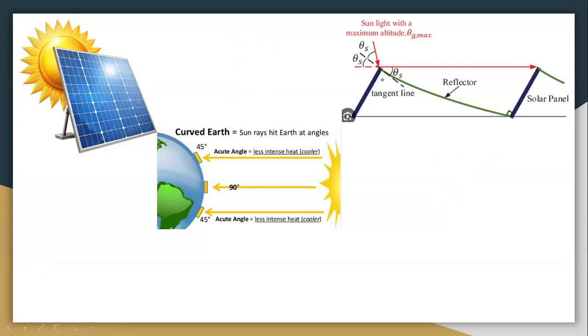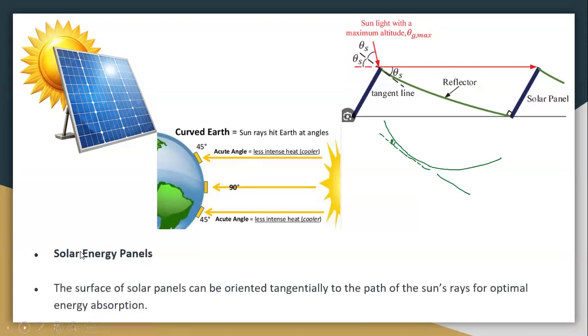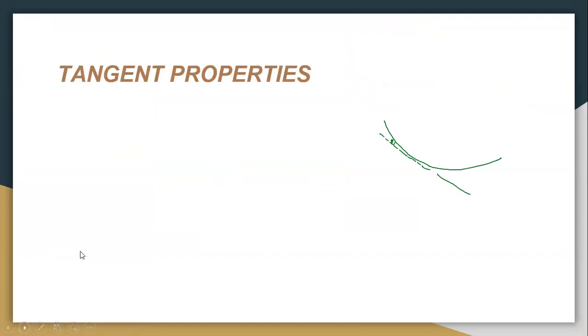What I just wanted to bring to your attention is that when the sun is hitting us, it always hits us at a given angle, and those rays form something like a curve. So we always tilt the panel such that we have this angle as small as possible, so that our solar panel can receive the maximum amount of energy. And the smaller the angle, the more energy you will receive. So that is what you call solar energy panels. That tangential part of it is going to be very applicable.